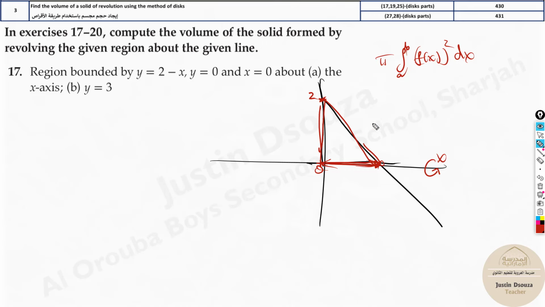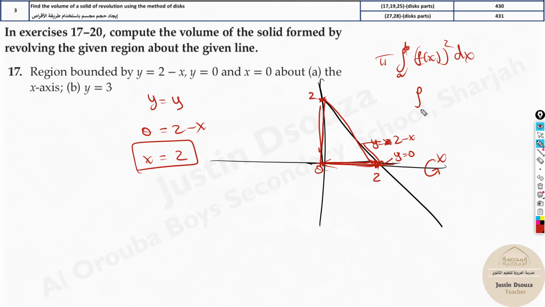So how can I find that is, I need to see which are the two lines that are intersecting here. Which are the two lines? This line is given as 2 minus x. And what about this line? This is y is equal to 0, right? So now over here, let's equate these both equations. That's y equals y. So it'll be 0 equals 2 minus x. What's the x value? X is basically 2. So this point over here is 2. So now we know the limit over here is 0 to 2. What about the f of x function? That is y is equal to 2 minus x the whole square dx and pi.